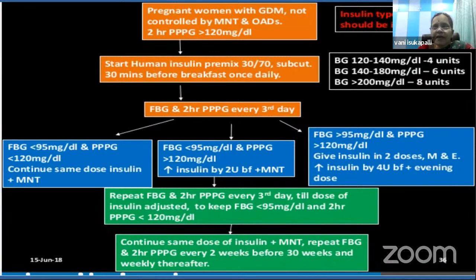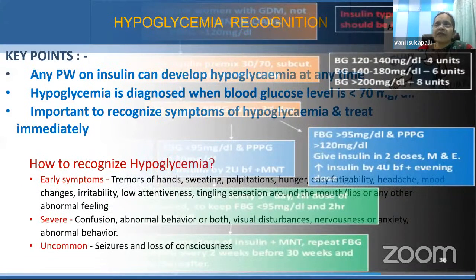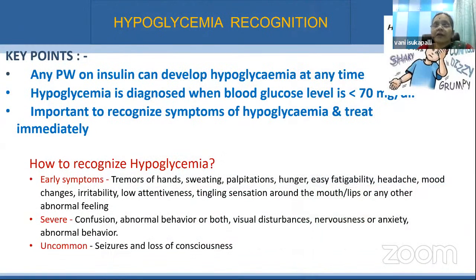When this optimal level has been reached, then the fasting blood glucose and 2 hour PPBG are measured every 2 weeks before 30 weeks and every week thereafter, and then the other antenatal investigations or surveys would happen normally. So this is the basic chart of insulin prescription for an antenatal woman. But what is more important is hypoglycemic attacks are very, very common. So all pregnant women on insulin can develop hypoglycemia at any point of time.